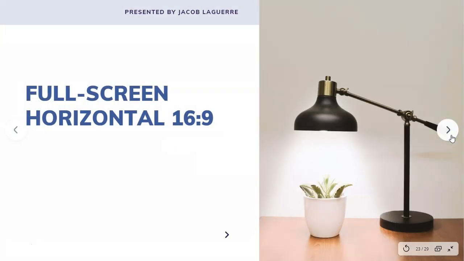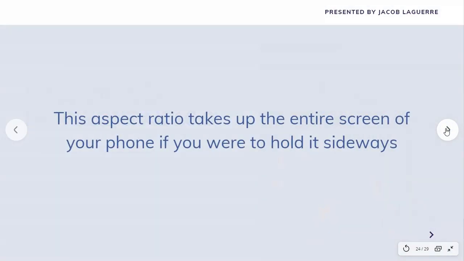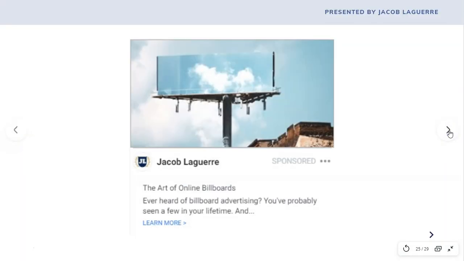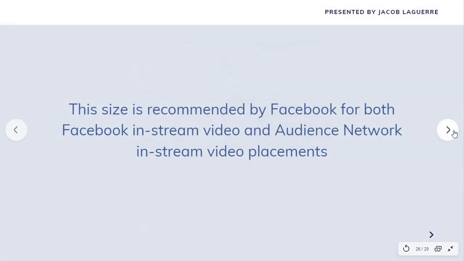Next we have the full screen horizontal, which is a 16 to 9. It's pretty much the original picture we were looking at before, but on its side. Like I said, it takes up the entire screen of your phone if you were to hold it sideways. This is an example of a 16:9 aspect ratio. As you can see, it's a rectangular image, but it's the long way as opposed to the vertical way, as we saw with the previous image size. This is recommended by Facebook for both Facebook in-stream video and Audience Network in-stream video placements.